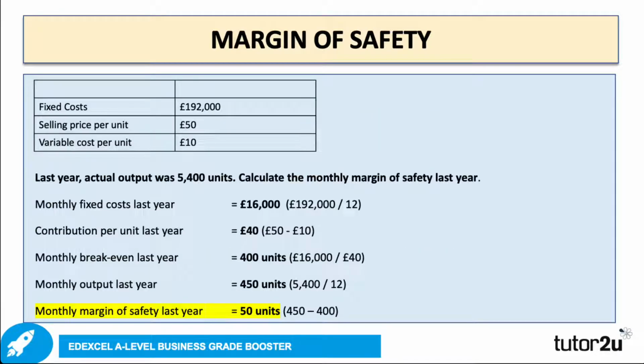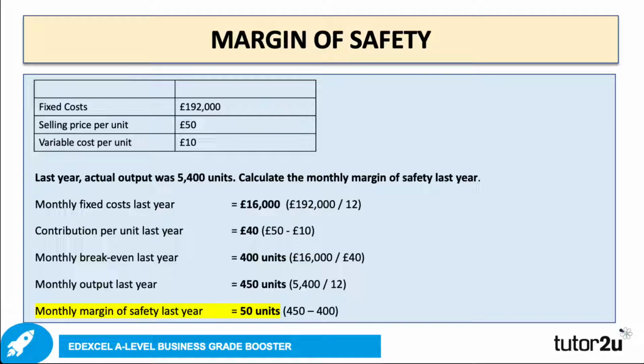Can we have the next slide? It's 50. So here's how I worked it out. You could have just worked out the yearly break even or the yearly margin of safety and divided by 12. But we've gone through all the steps here. So you've got the monthly fixed cost of 16,000. Remember, contribution per unit is selling price minus variable cost per unit. That gives us a monthly break even of 400 units.